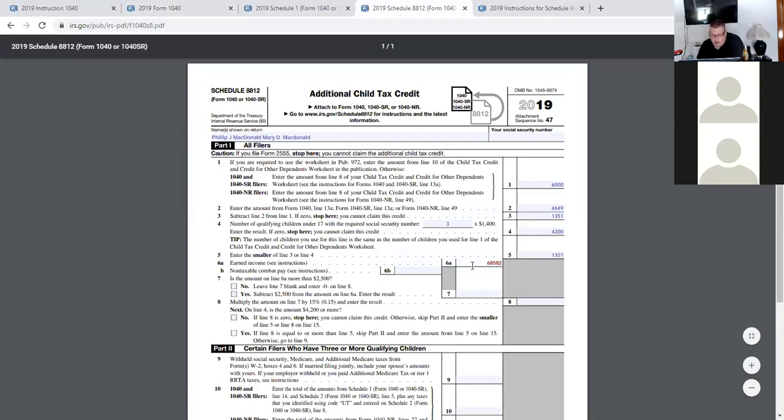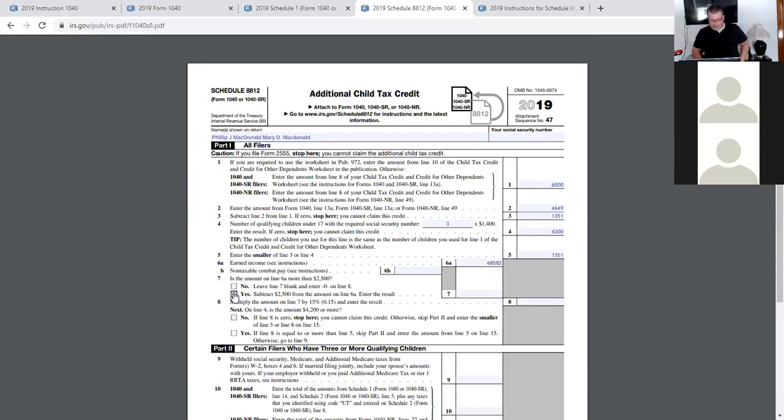68,582. Okay, no non-taxable combat pay. Is the amount on line 6a more than $2,500? Yes. So subtract 2,500 from the amount on line 6a. So 68,582 minus 2,500 is going to give us 66,082. Well, that doesn't make sense. 68,582 minus the 2,500. I guess I did do that right. 66,082 on line 7.